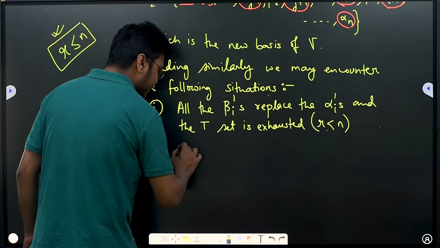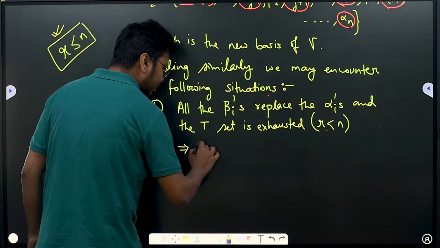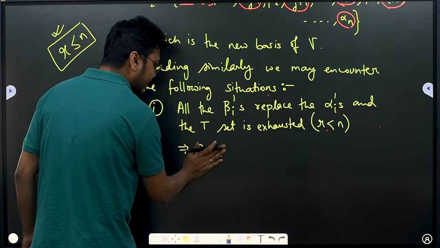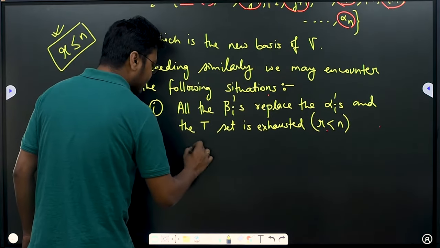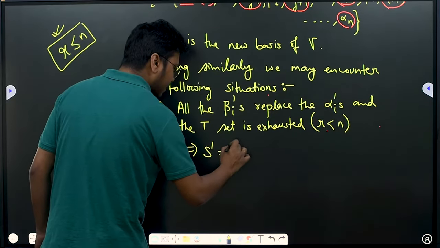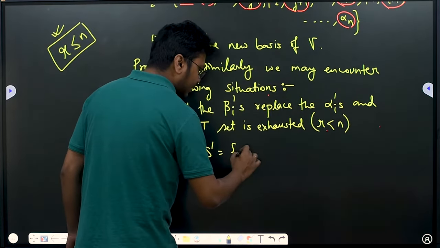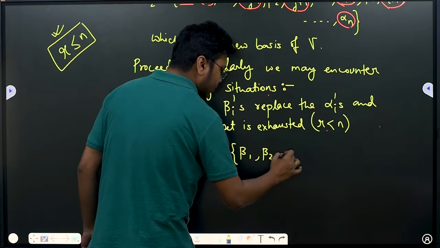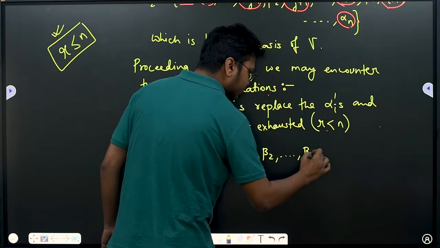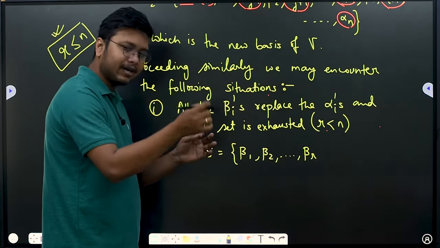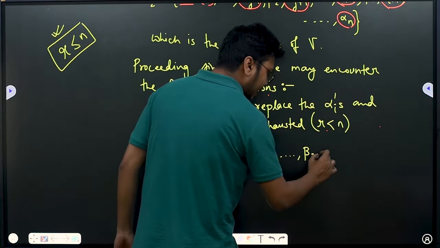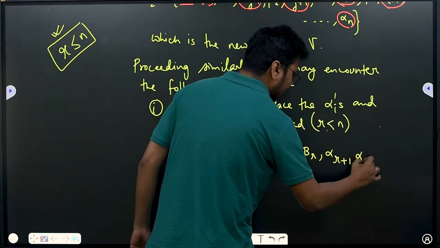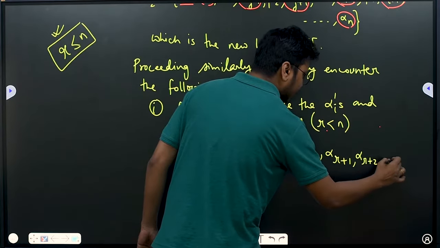So in that case, we would have the basis, let's say I'm representing it by S dash. It would look something like beta 1, beta 2, going on up till beta r. So all the beta r's have come inside the new basis and the remaining elements are alpha r plus 1, alpha r plus 2, up to alpha n.